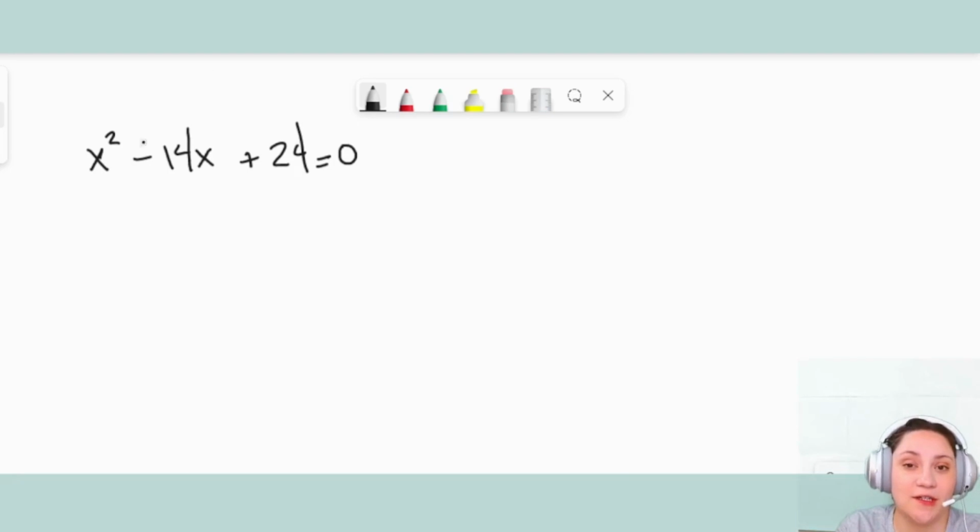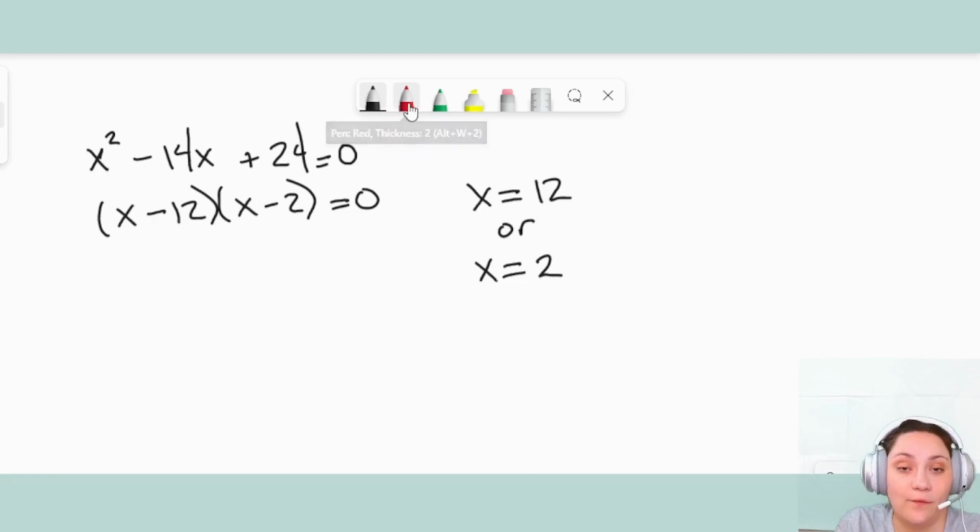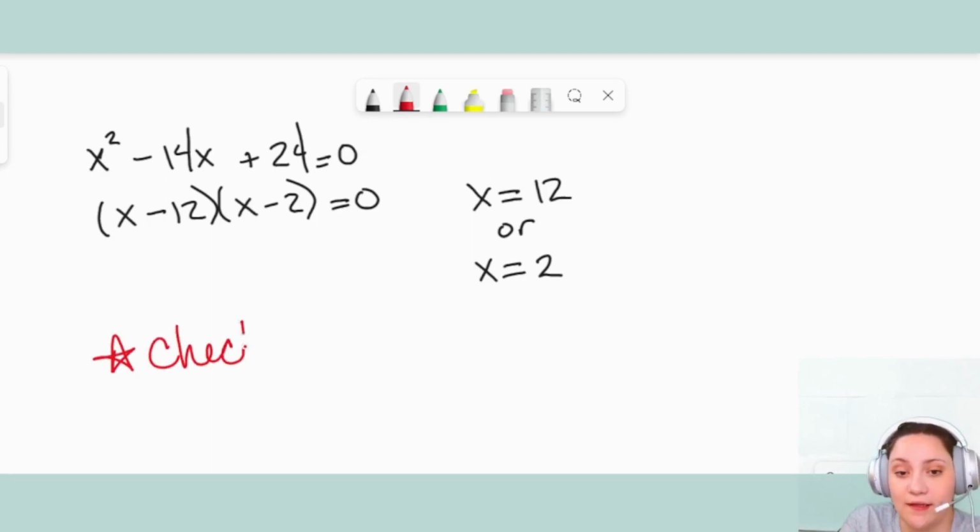And now, in order to solve a quadratic equation, I need to factor it, right? And so this factors as x minus 12 times x minus 2 equal to 0. And now I know that x has to be either equal to 12 or x has to be equal to 2. Now, when I'm solving rational equations, I need to check my answers always.